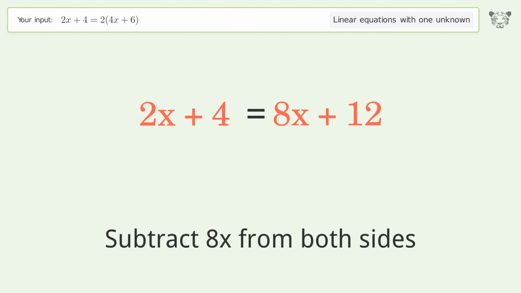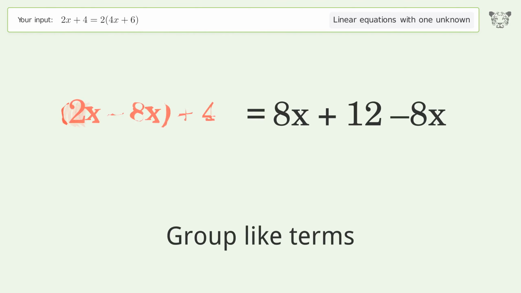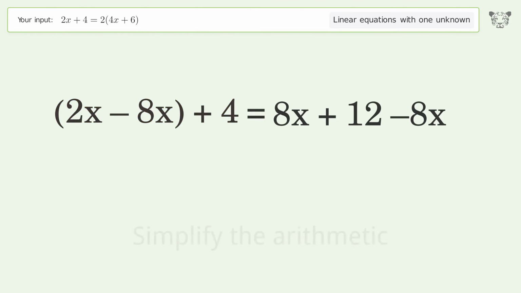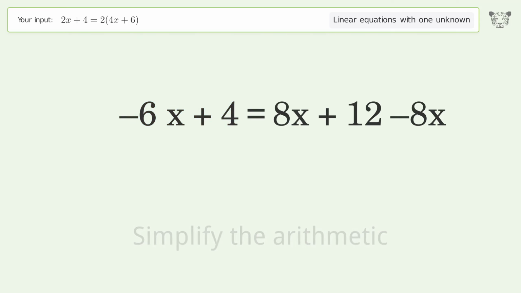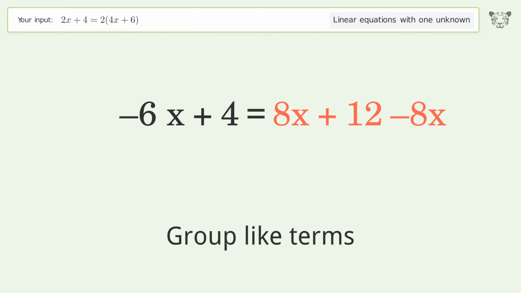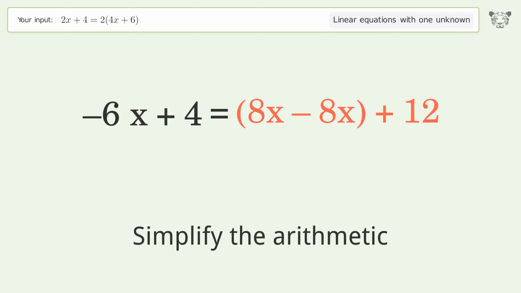Subtract 8x from both sides. Group like terms. Simplify the arithmetic. Group like terms. Simplify the arithmetic.